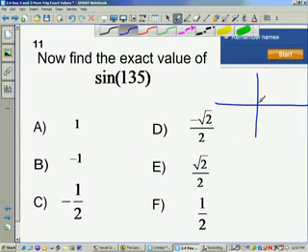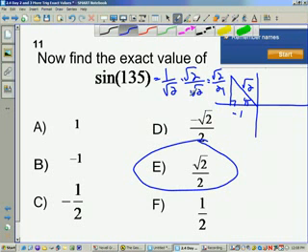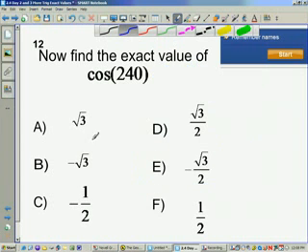Sine of 135. Now if I do 135, draw my reference triangle, that's going to be a 45, 45, 90 triangle. So I have 1, 1, root 2 again. However, this time we go 1 to the left, so that should be a negative 1. Even though that doesn't really affect the problem, we have 1 over root 2, which is again root 2 over 2. Now just because the first two are root 2 over 2 doesn't mean they're all going to be. Let's try cosine of 240.